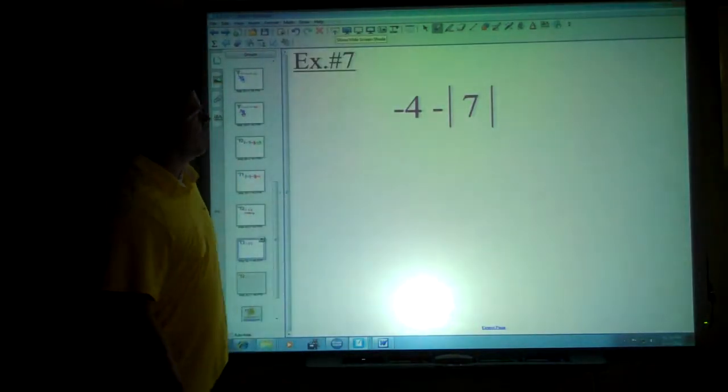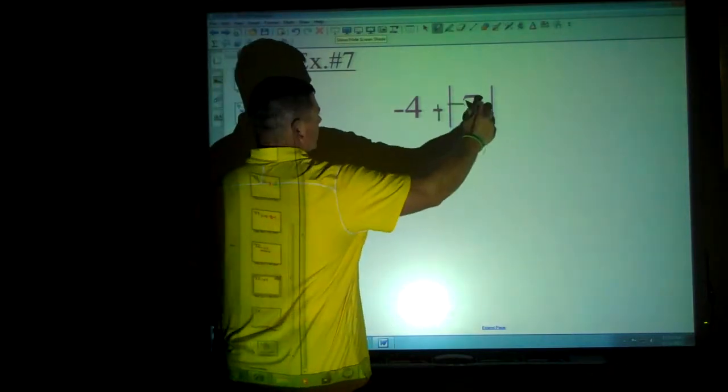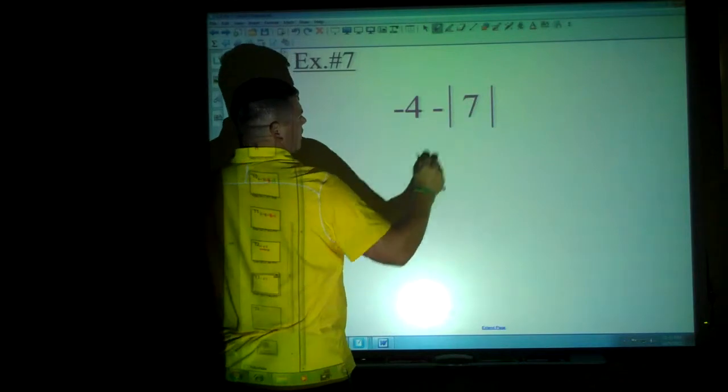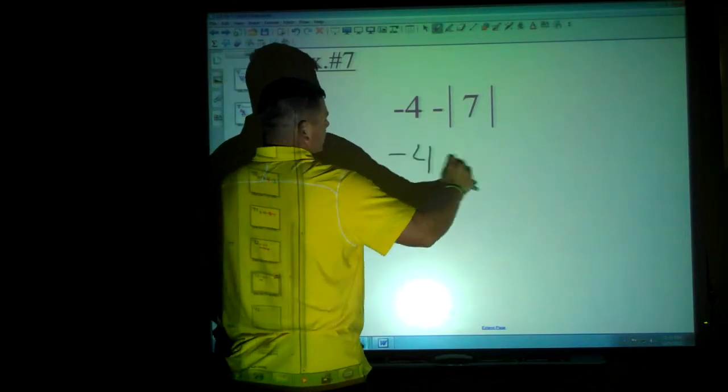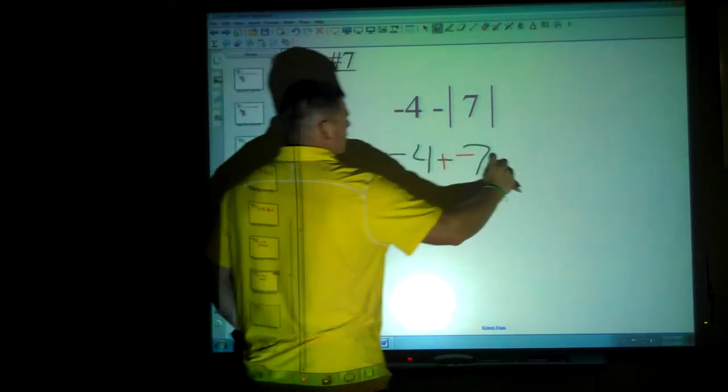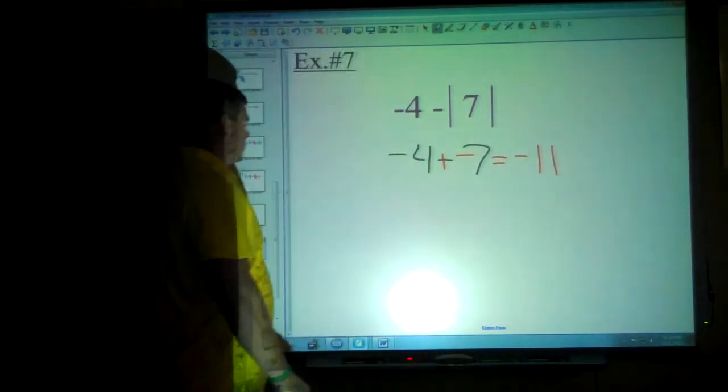All right, another scenario where we have that. Don't make this plus negative. That's not what we want. We're going to do the absolute value first. The absolute value of 7 is 7. So it's negative 4 minus 7, which will then make plus negative. Negatives plus negatives makes more negatives.